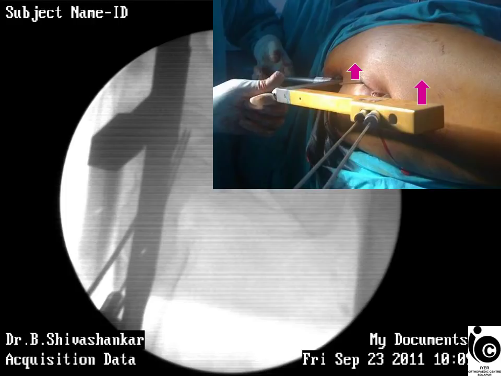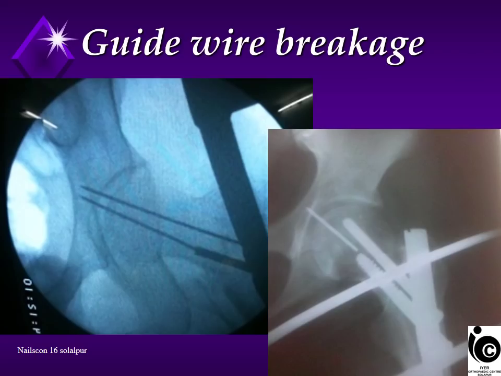So if you want to see a proper lateral view without the guide wire bending, catch hold of the anti-version guide wire and catch hold of the jig. Hold both of them together and rotate. That means you are rotating the head and neck as well as the jig. Both of them you are simultaneously rotating.